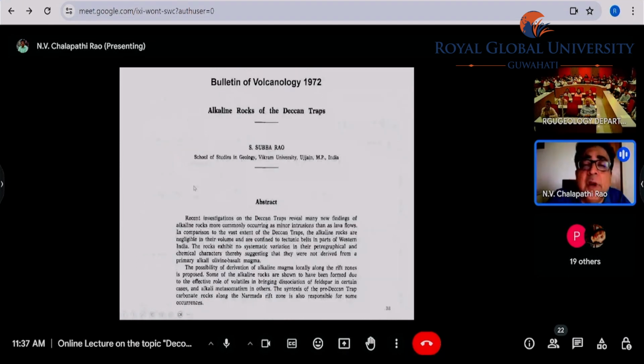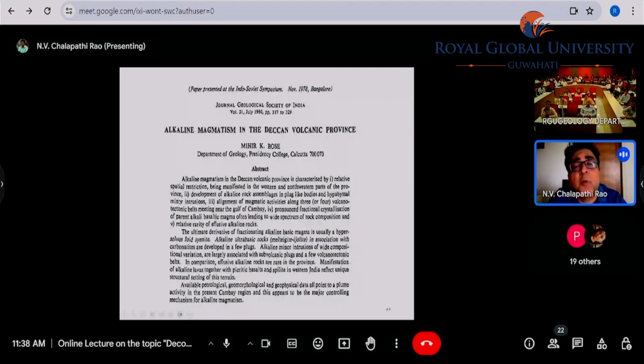Then in 1972, Professor Subbarao from Vikram University, Ujjain, summarized the alkaline rocks of Deccan Traps and provided a big review, which can interest researchers and students alike. And Professor Subrata Bose, whose textbook on petrology is very familiar to students, has written Alkaline Magmatism in the Deccan Volcanic Province. Here, he showed that alkaline rocks and Deccan Traps may be related to a mantle plume.